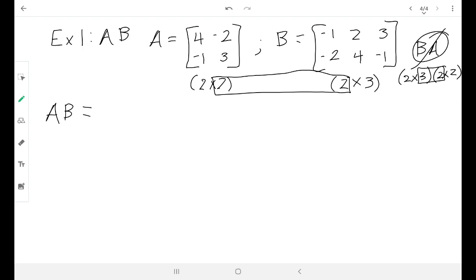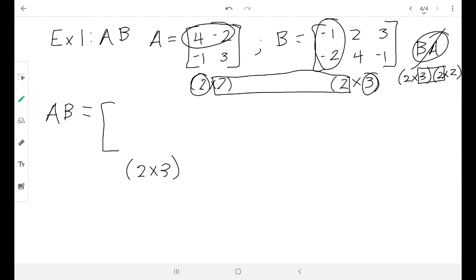So A times B will give us a new matrix. It will be a 2 by 3 matrix, and the way I'm getting that is the 2 from here, the 3 from there. Okay? So again, I'm going to use the first row of A and every column of B to do that with. So first row, first column, element 1, 1 is going to be 4 times -1 plus -2 times -2. And that's how I'm going to get that element 1, 1.